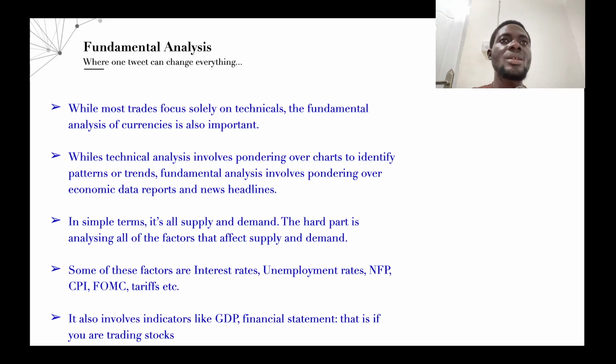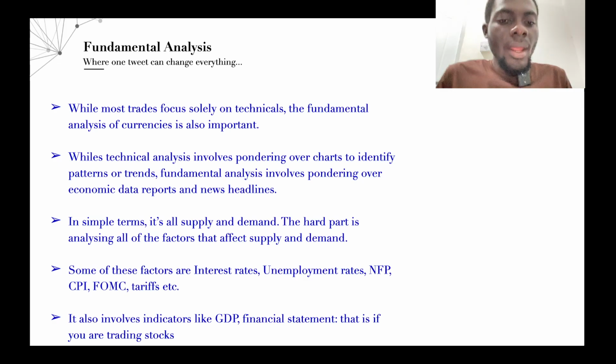But for what we have come to believe supply and demand to be concerning trading and technical analysis, there are specific zones where people look for price to bounce off of. Do you understand? It doesn't follow the natural law of supply and demand. So when we look at it from this perspective, we can say, okay, it comes from the ICT concepts. But when we follow the natural law of supply and demand, that doesn't apply. You understand? Some of these factors are interest rates, unemployment rates, NFP, CPI, FOMC, tariffs, etc.